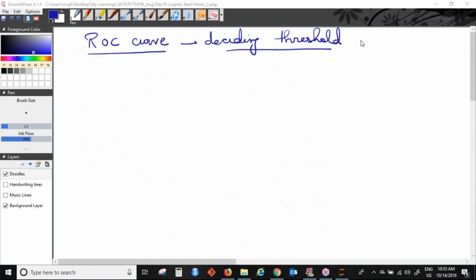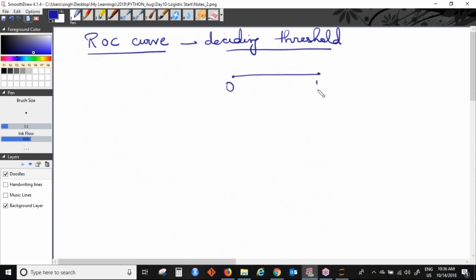Let's talk about the ROC curve now. First is, why do we need a different threshold? If we can take 0.5 as the threshold, why do we need something else? Again, this has to do with what we were discussing yesterday about the business problem. This cancer example is the best to discuss in such cases.